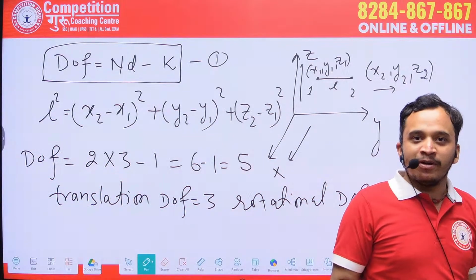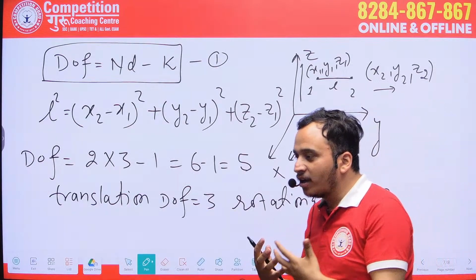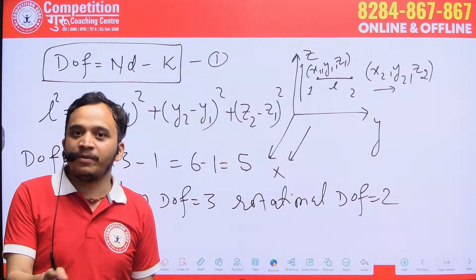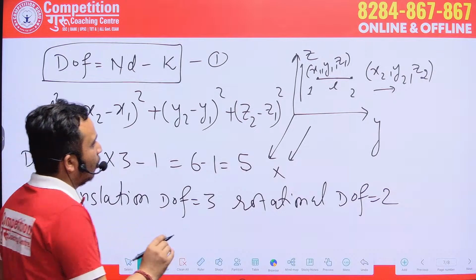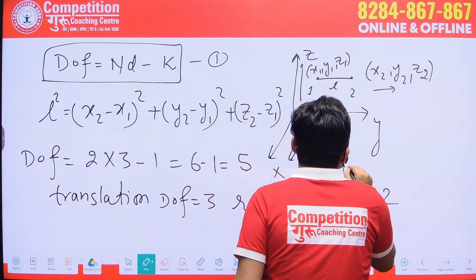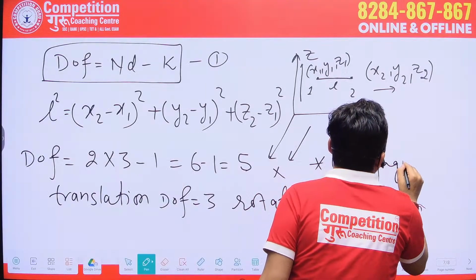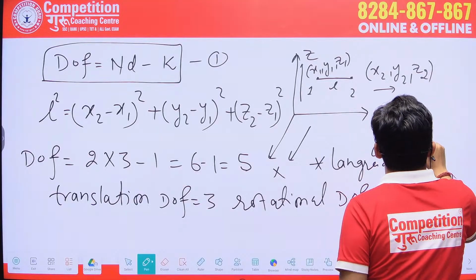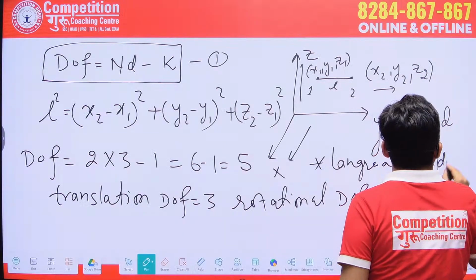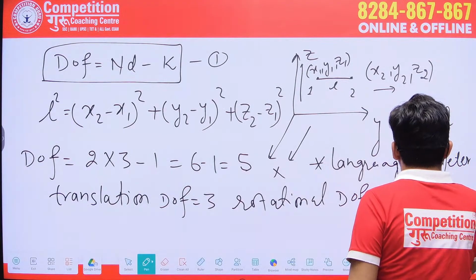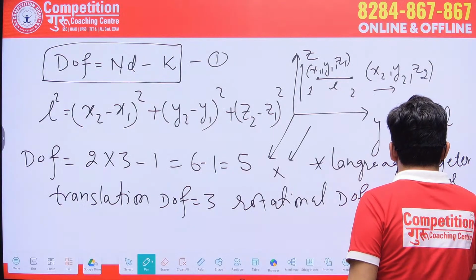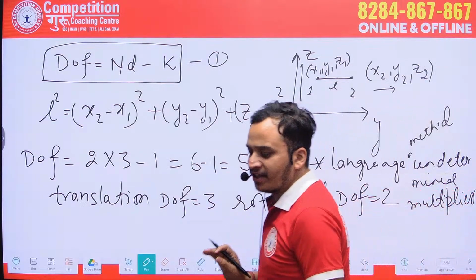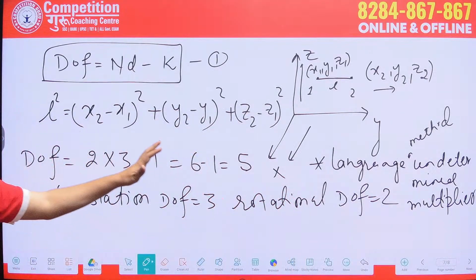Now what will happen if the coordinates are not independent? If coordinates are not independent, we have to make them independent. That method is called the Lagrange method of undetermined multipliers. So these are just basics of Lagrangian dynamics. The main Lagrangian will come next.